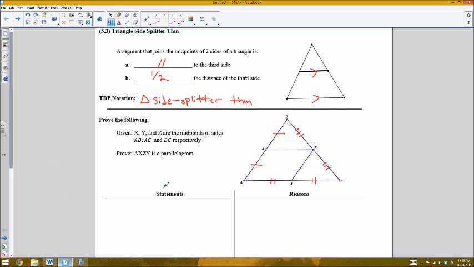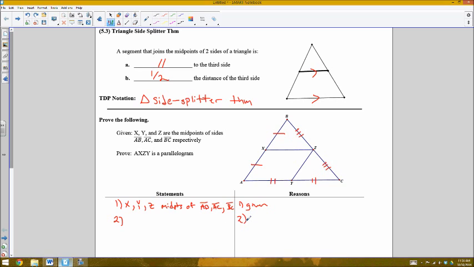Okay, so let's label that given information in our proof. X, Y, and Z are the midpoints of AB, AC, and BC, respectively. That's given.